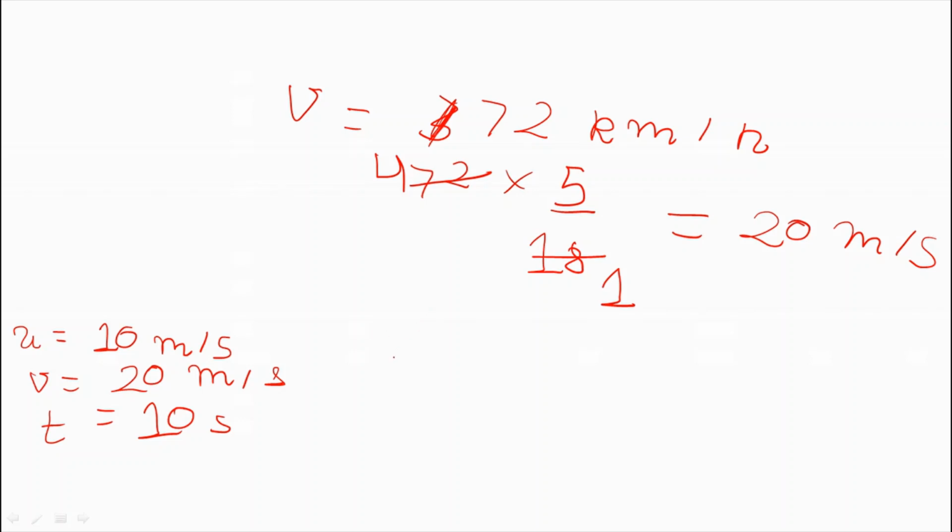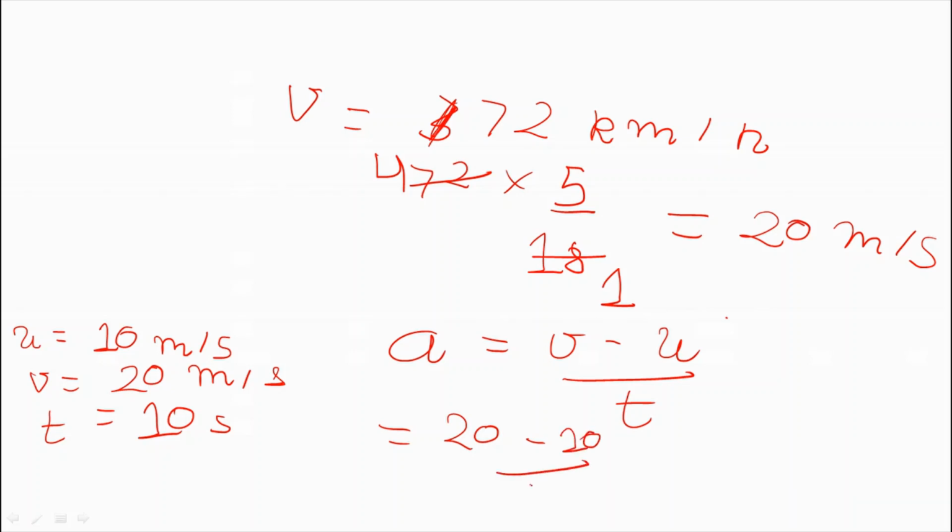So let's calculate our acceleration. Everybody knows acceleration equals to v minus u by t. So here v is equal to 20, u is equal to 10, and time taken is also 10. So it will become 10 by 10 equal to 1 meter per second square.